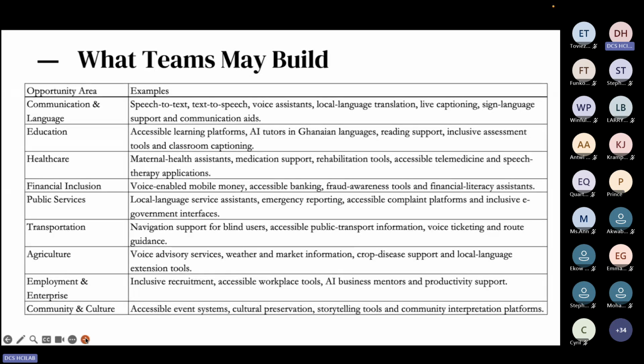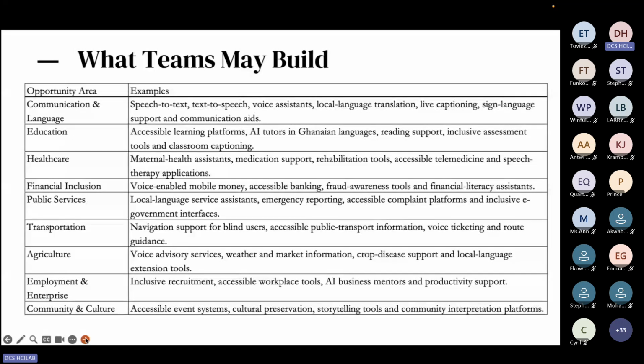Then we also have education as another possible area. You could consider creating accessible learning platforms, AI tutors in Ghanaian languages, inclusive assessment tools, and classroom captioning tools. Now, these are just some examples. We are not limiting you to any of this. We are just providing this to guide your thoughts. You could also think of solutions in healthcare, maternal health support, medication support, rehabilitation, speech therapy applications.